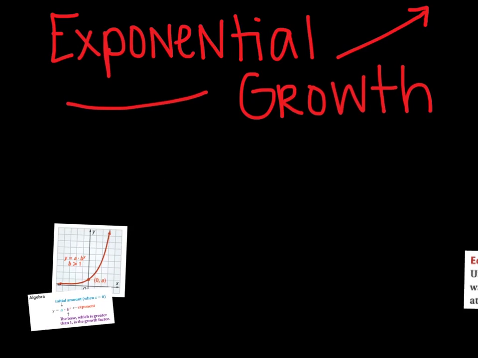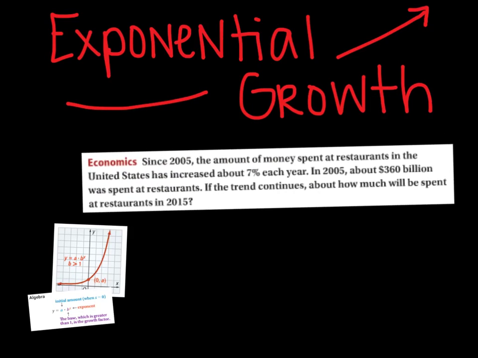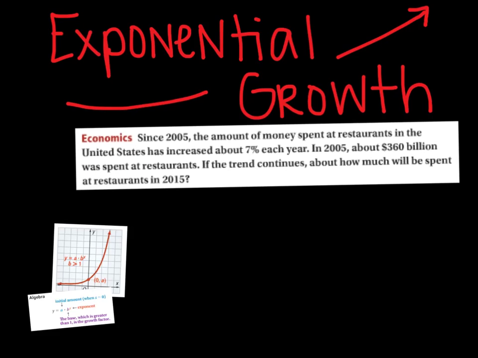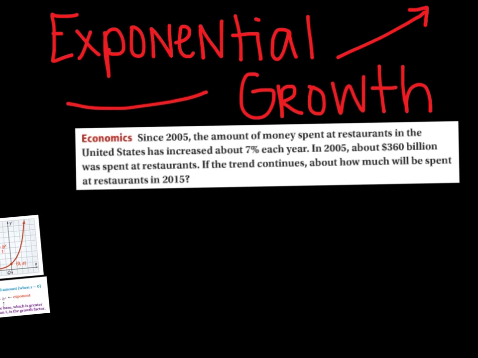I'll give you an example of an exponential growth type of problem that you will see. Here is the problem in economics. Since 2005, the amount of money spent at restaurants in the United States has increased about 7% each year. In 2005, $360 billion was spent. If the trends continue, how much will be spent in restaurants in 2015?